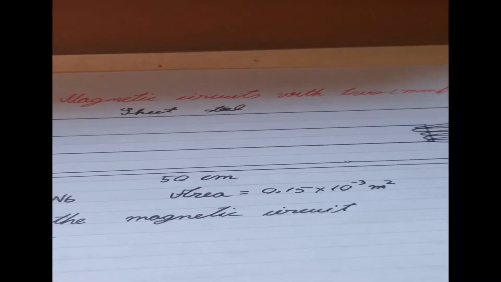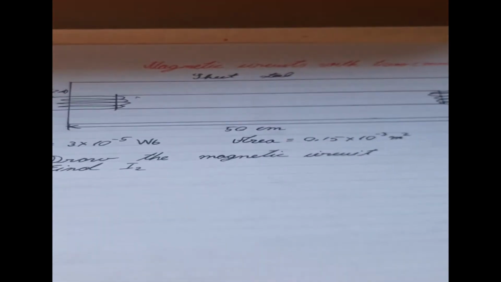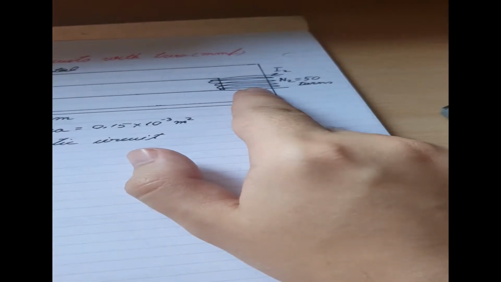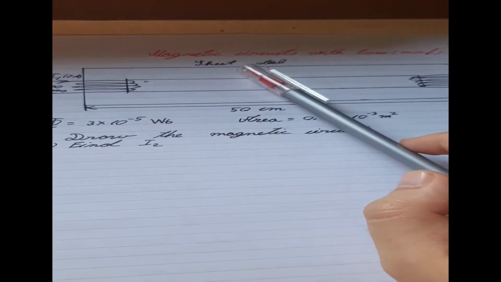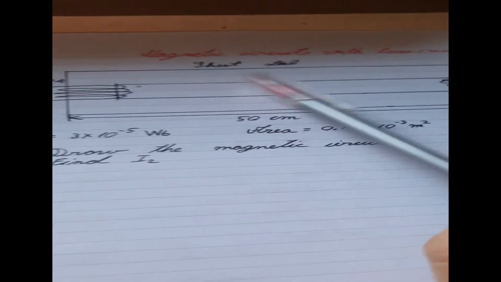Alright, welcome to the next exercise of the magnetic circuits. This time we are going to do magnetic circuits with two MMF, two magnetomotive forces, which is basically two coils around the metal with their own current and their own separate number of turns. And this is the material, which is basically steel. So this metal is made out of steel, all of it.